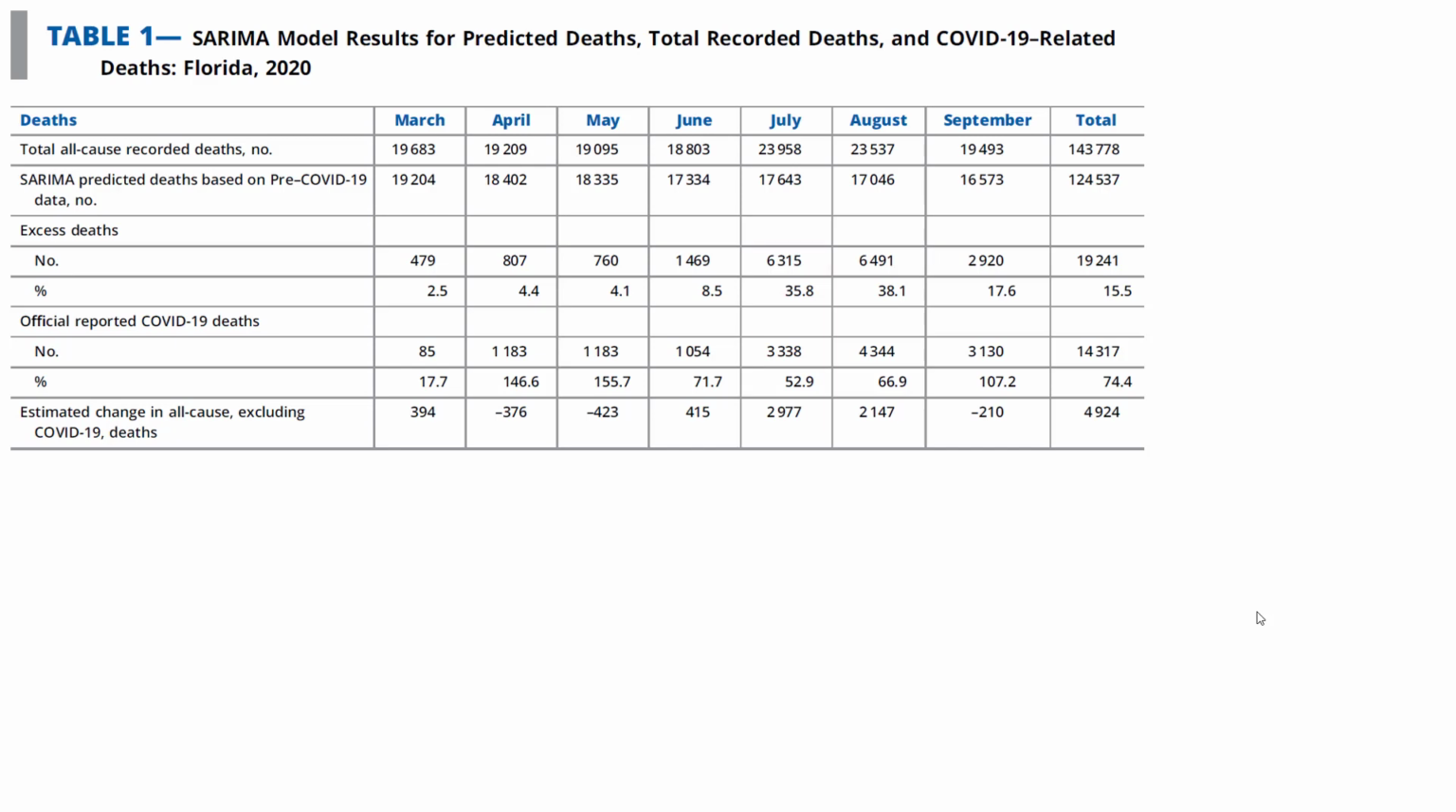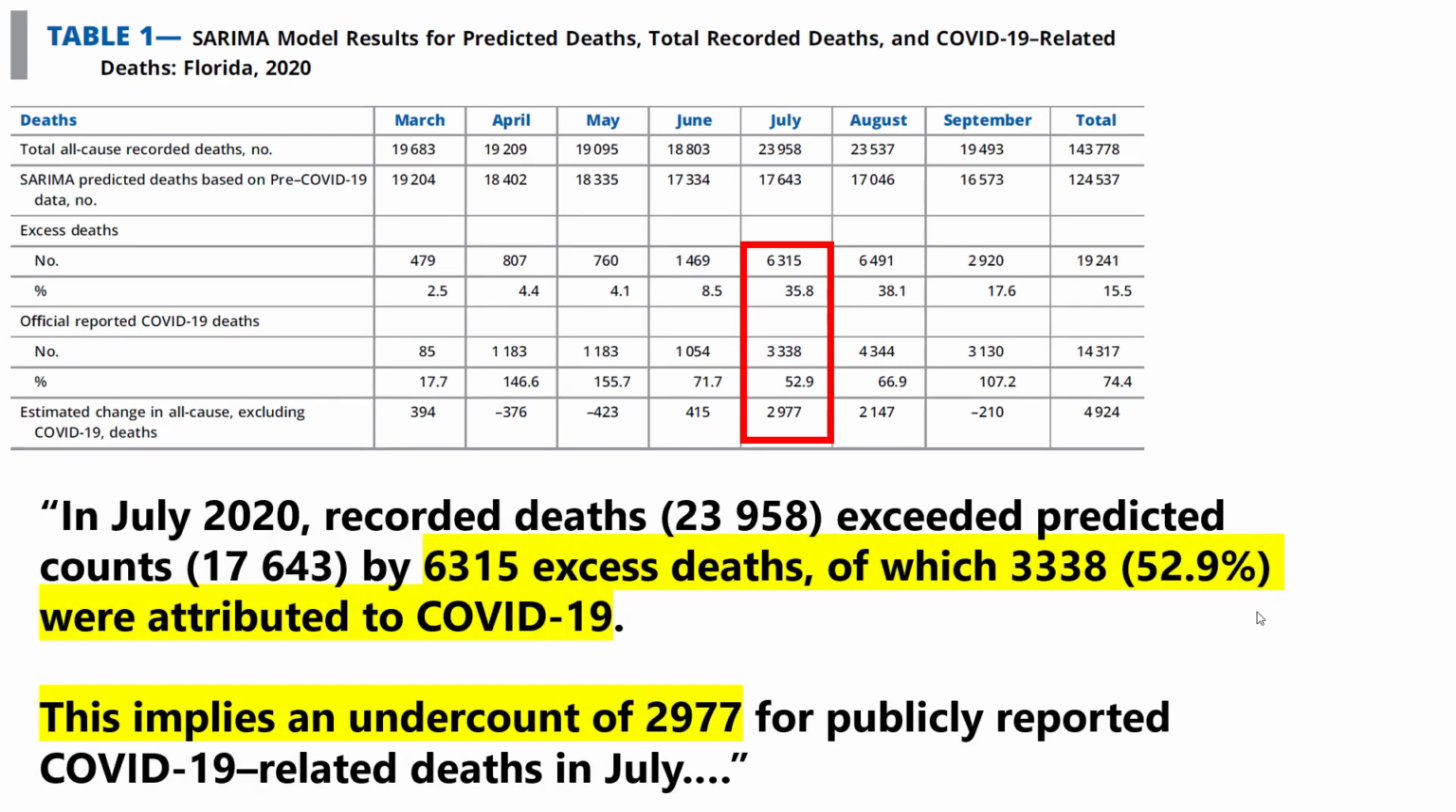What they are going to suggest is that in July, so we're going to focus on July, here are the numbers that they observed, and here's what they conclude. These are quotes from the article. In July 2020, the recorded deaths, that's up here, that's the observed, exceeded predicted counts, or what we would expect, by 6,315 excess deaths, of which 3,338 were attributed to COVID-19.